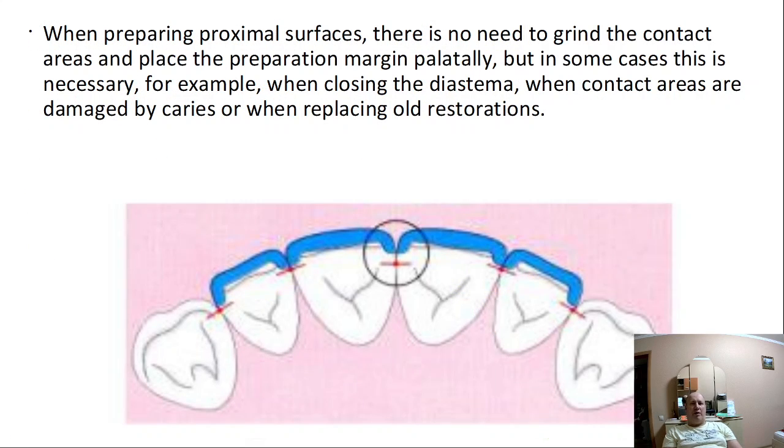When preparing the proximal surfaces, there is no need to break the contact areas and place the preparation margin palatally. But in some cases, this is necessary. For example, when closing the diastema, when contact areas are damaged by caries, and when replacing old restorations.